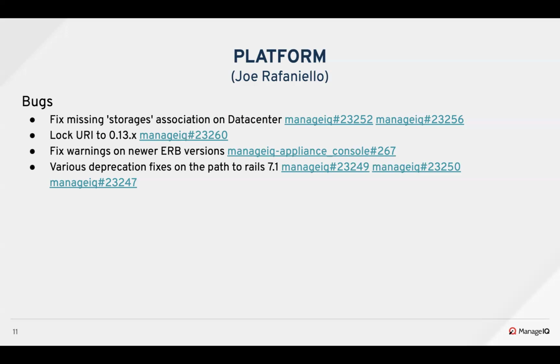In Appliance Console, Jason fixed some warnings around positional arguments with ERB.new. And I fixed an ActiveSupport deprecation, a different positional argument deprecation with ERB.new, and an old Rails 4 monkey patch, as we deprecated that a long time ago. Next slide.